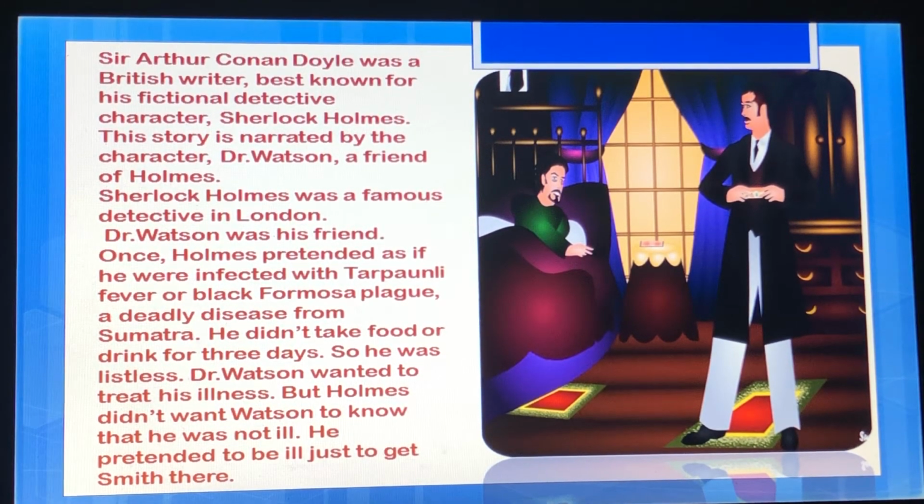Holmes didn't want Watson to know that he was not ill, so he sent Watson to call Mr. Culverton Smith, who was in London. He instructed him to come before the arrival of Smith and hide in the next room.